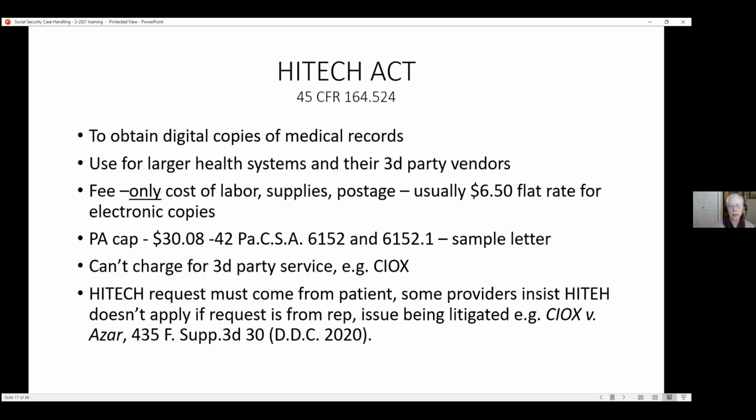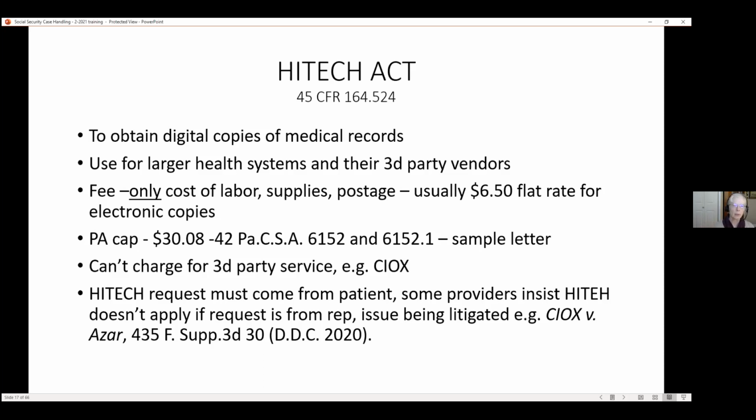And that CIOX versus Azar case I cite there says it only applies if it's the individual. There's currently a notice of proposed rulemaking out from HHS on what rules should apply to this, in terms of does it have to come from the patient, or can it come from the rep?